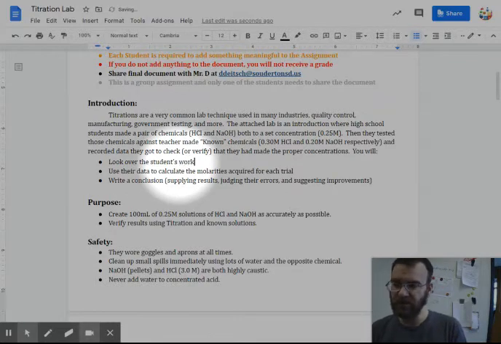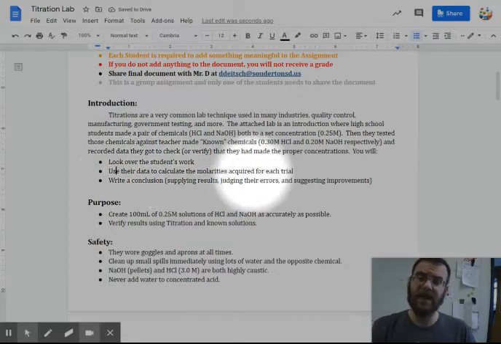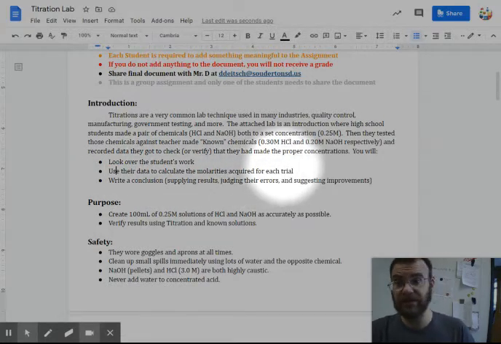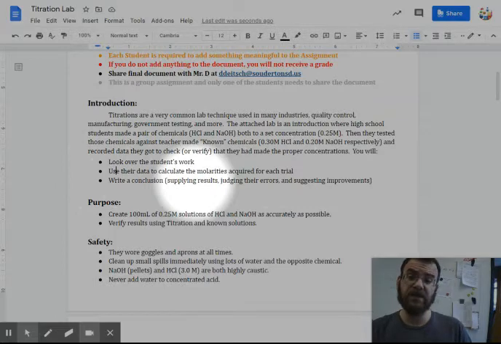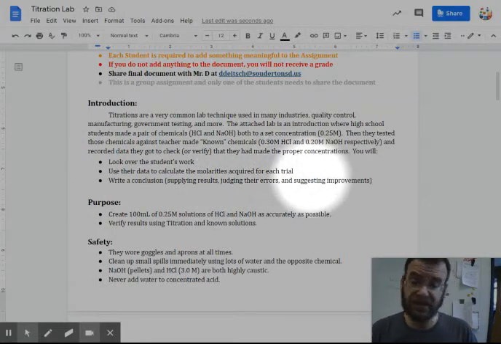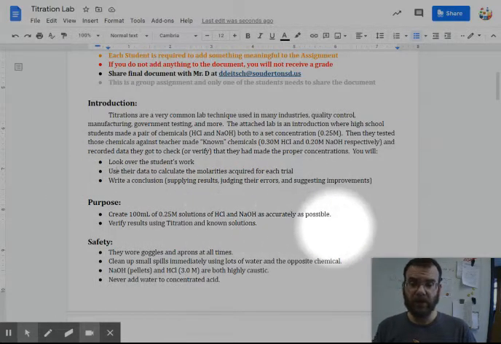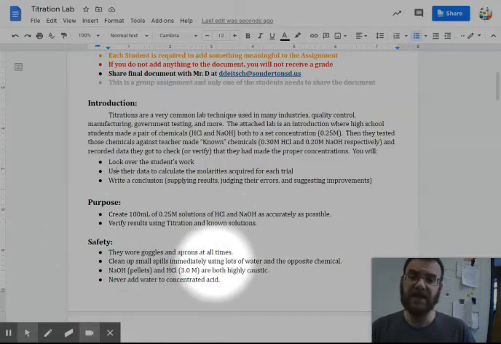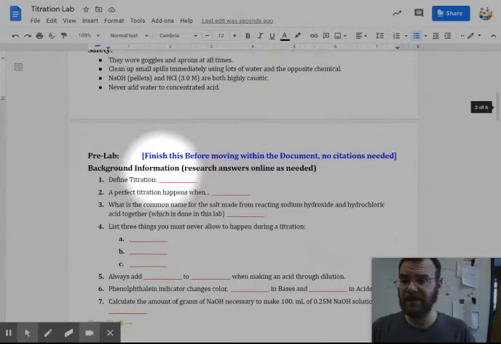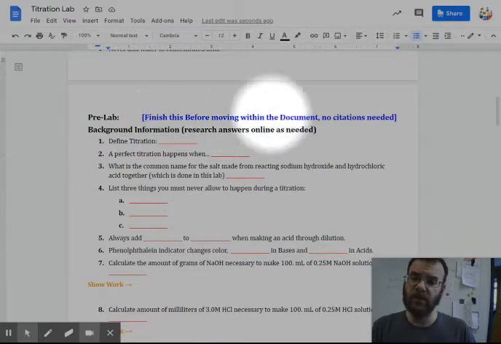You will look over the students' work to check that it was done properly. You will use their data to calculate the molarities acquired for each trial. You will write a conclusion, supplying results, judging their errors, and suggesting improvements. It gives you a purpose and it gives you safety just so that you can see the same things that they did. You need to then finish the pre-lab.